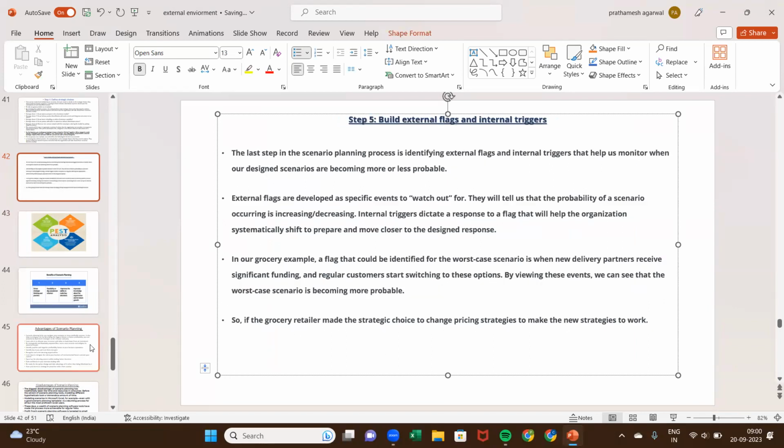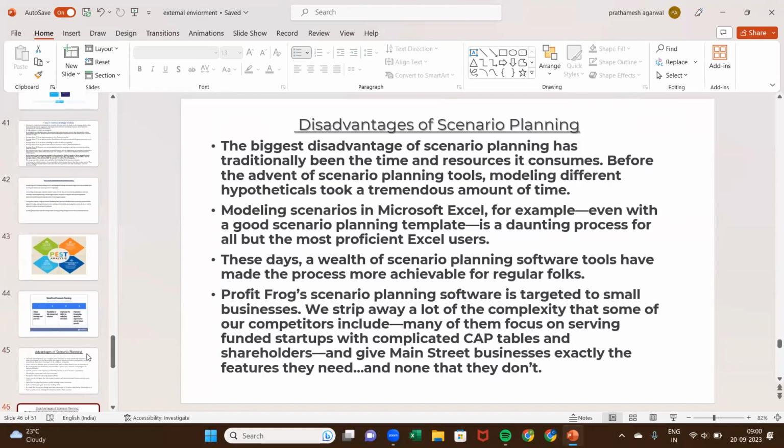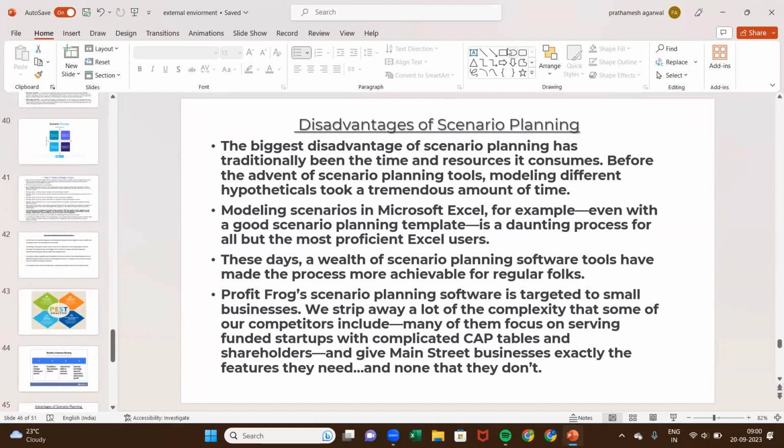Tomorrow I'll take advantages and disadvantages and we will complete this topic. Is it clear? Yes, ma'am. Who is this? Please tell me your name. Dikshita. Dikshita, are you getting this topic? Yes, ma'am, very important from the examination point of view.